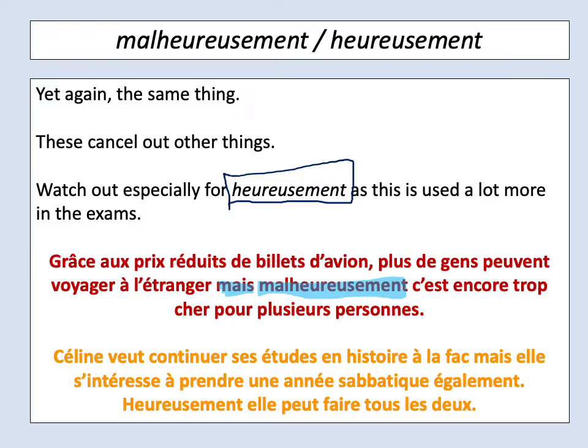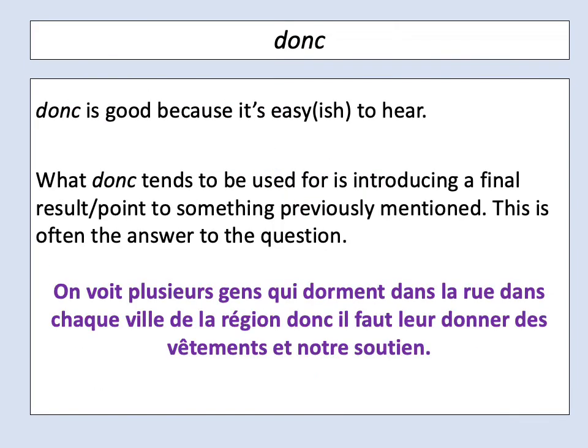Next one here, Céline. Céline veut continuer ses études en histoire à la fac, mais elle s'intéresse à prendre une année sabbatique également. So Céline wants to continue her studies in history at university, but she's interested in taking a gap year as well. Heureusement, elle peut faire tous les deux. So again, if you just got that far and thought, all right, not really sure what it's getting at, because she wants to do history, but she wants to have a gap year, we've got the heureusement here that's saying, well, fortunately, elle peut faire tous les deux. She can do both of those options. So the fortunately is giving a different spin on it, a different take on what could be done.